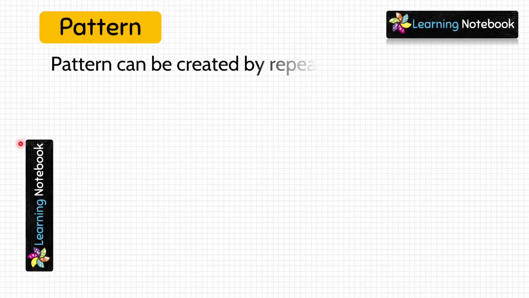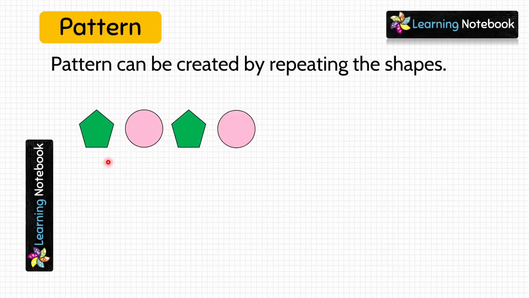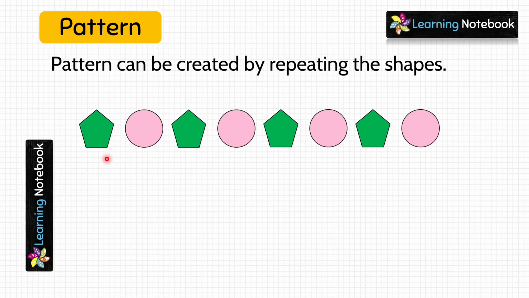Students, pattern can also be created by repeating the shapes. For example, see here. This is a pattern created by repeating the shapes. First, there is one pentagon, then one circle, then again one pentagon and then again a circle. So here, pattern is created by repeating a pentagon and a circle. Right? Now look at this second pattern.